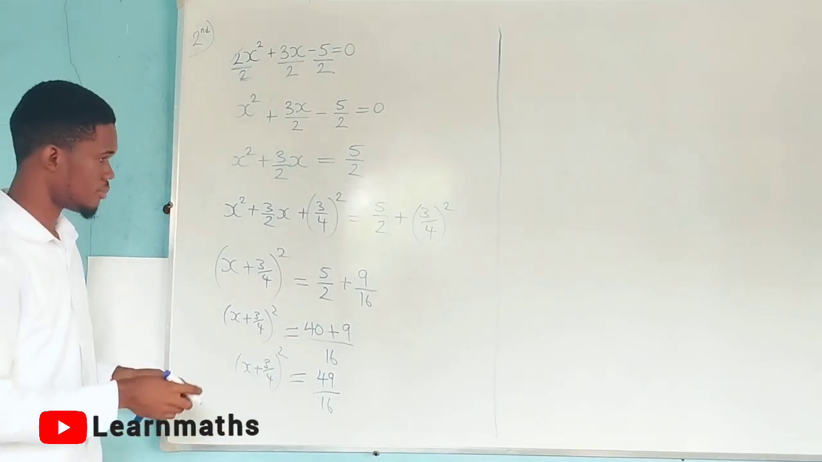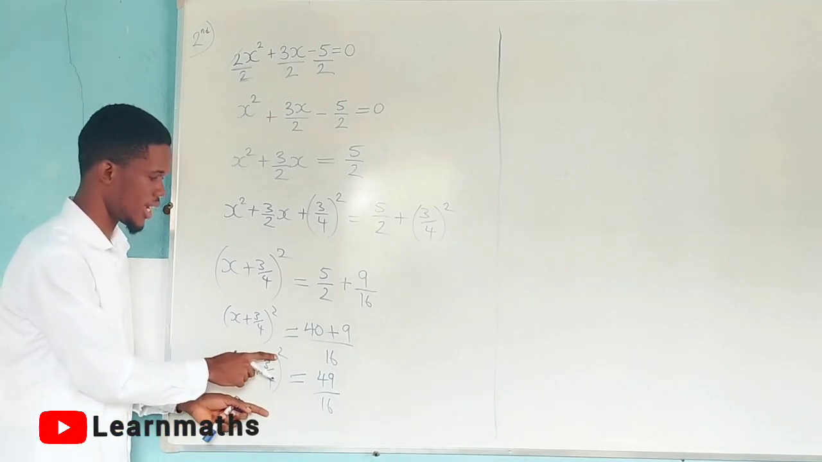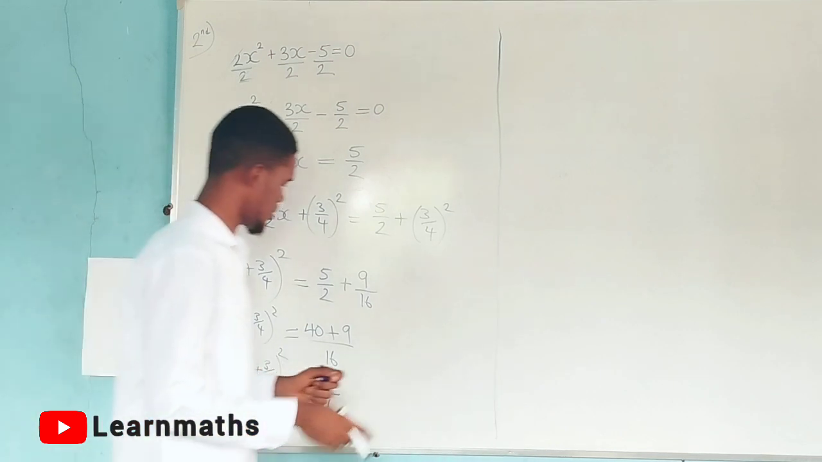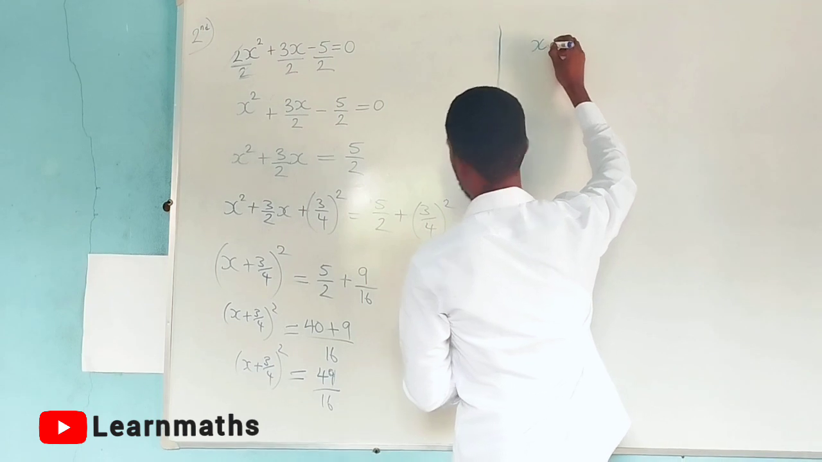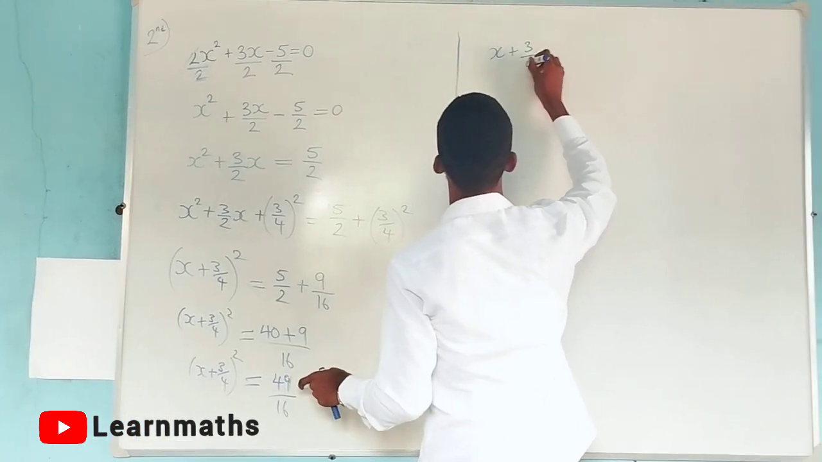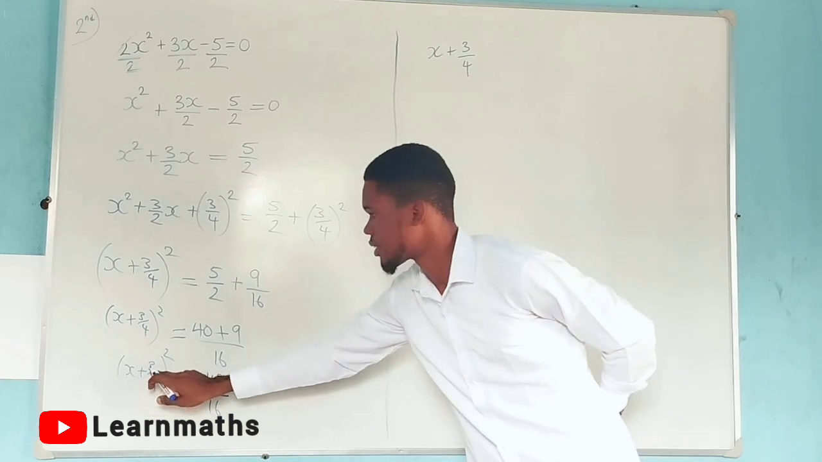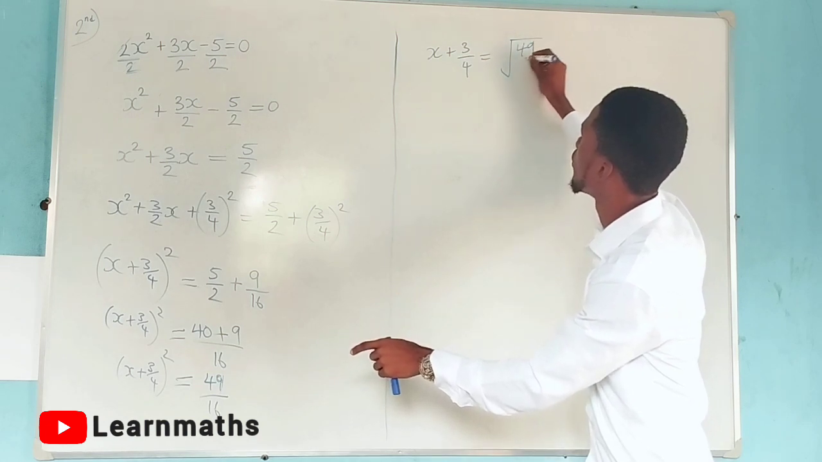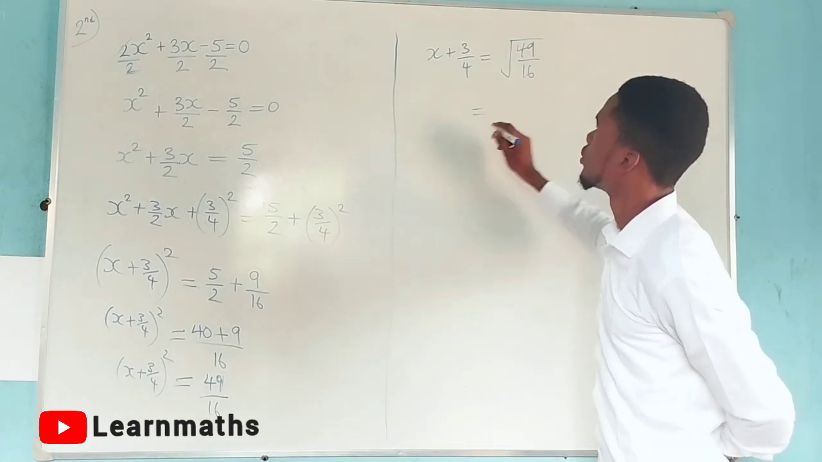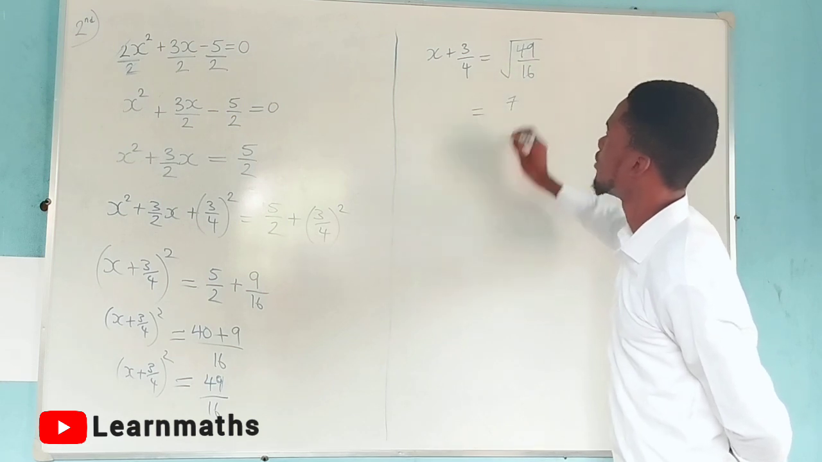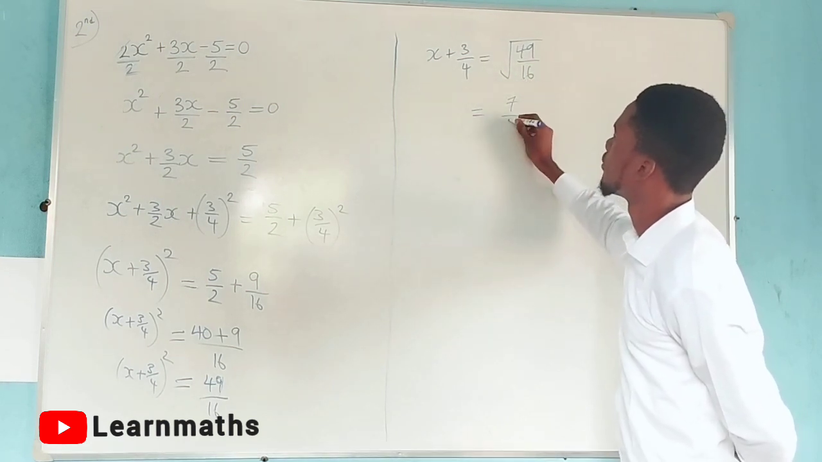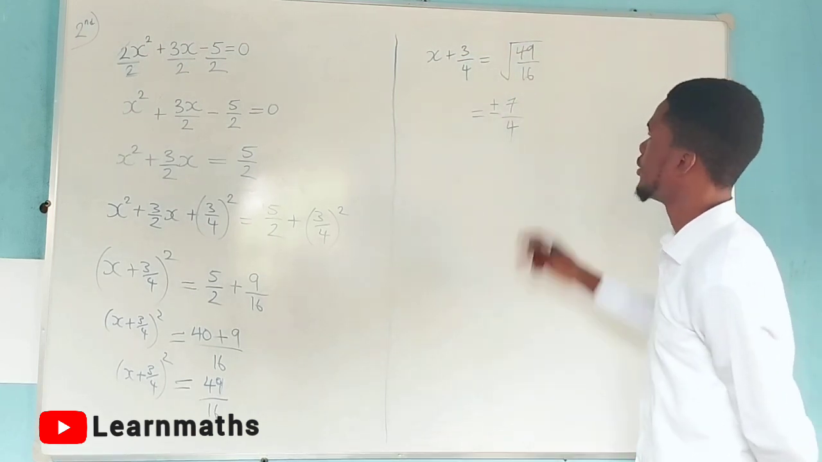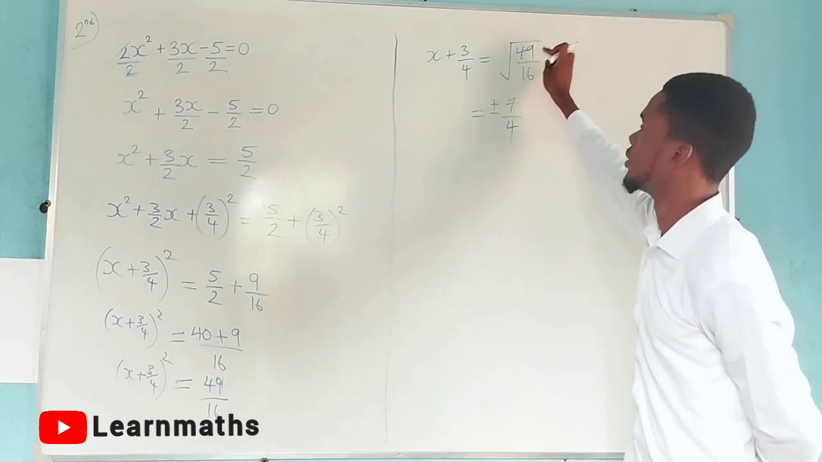Now arriving at this point, this is what we are going to do. We use the square here to take the square root of this side. So that's going to be x plus 3 over 4 equal to the square root of 49 over 16. So what is the square root of 49? 7. What is the square root of 16? 4. Whenever you take the square root of a number, you have positive or negative. So we have plus or minus 7 over 4 as the square root of 49 over 16.